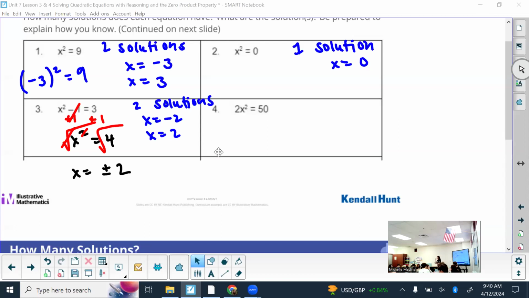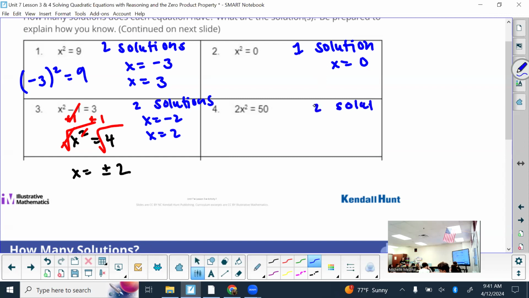Table 6, for number 4, how many solutions do you have? 2 solutions. Did you figure out what they are? 5 and -5. So to get you guys in the habit of the plus or minus symbol, because we'll be using that this unit, if it happens to be the positive and negative version of the same number, I'm going to write my answers like that. But yeah, +5 and -5.